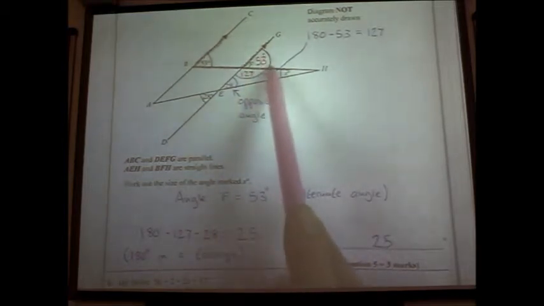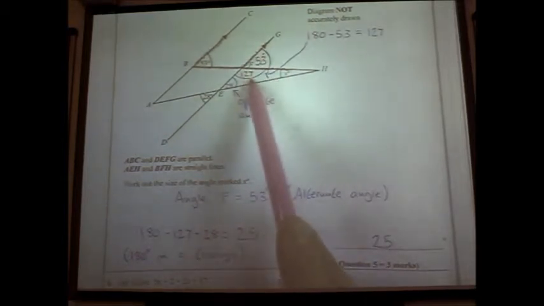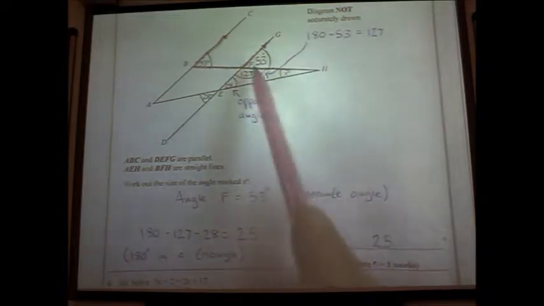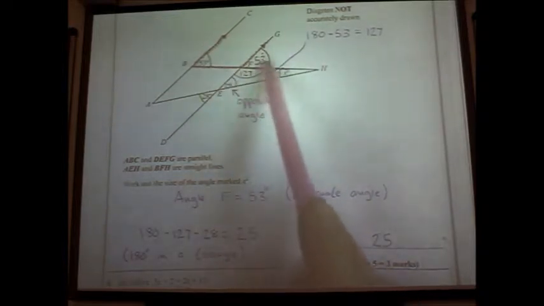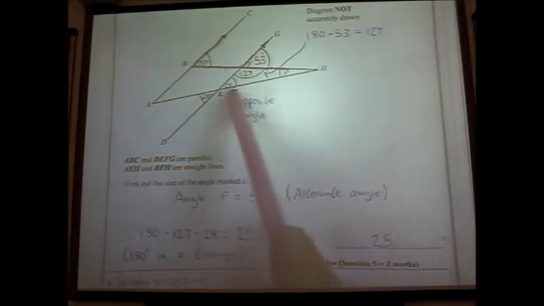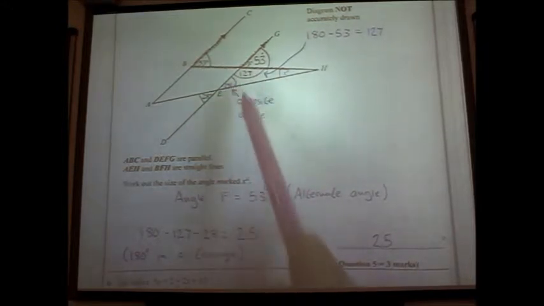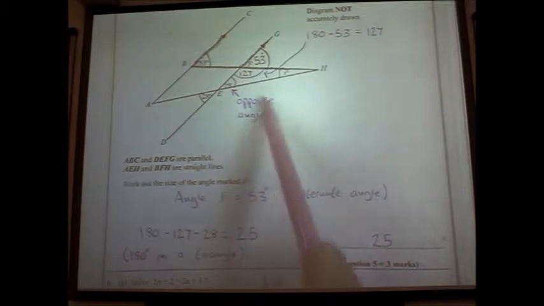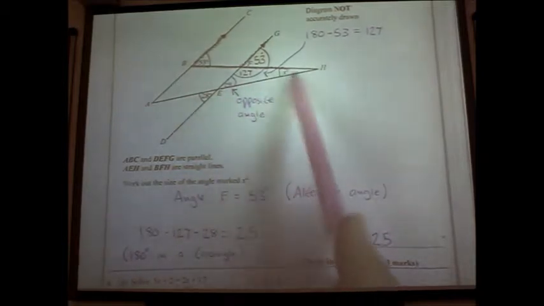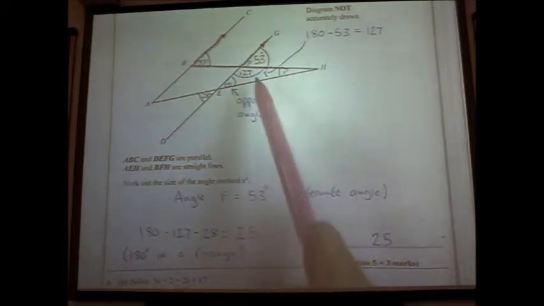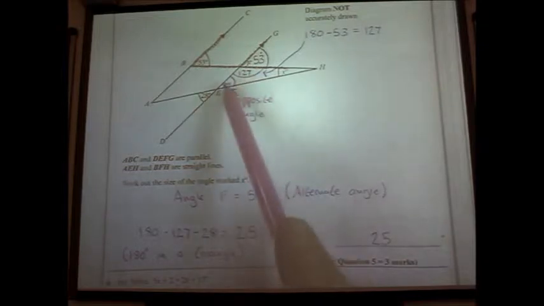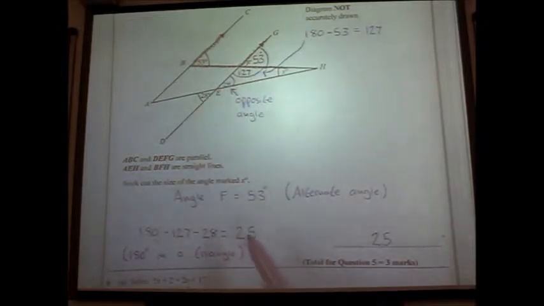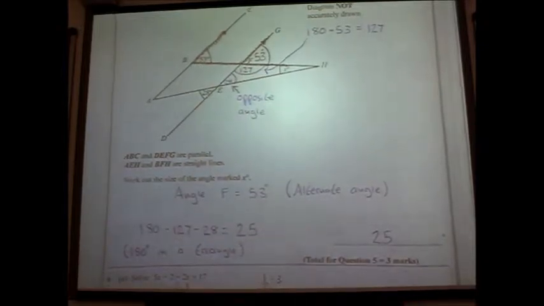If that's 53, this angle here must be 127 because 180, that's how many degrees are along a straight line there. Take away 53 is 127. This angle here is 28 because it's an opposite angle. Look how I've labelled it, opposite angle. So this angle here must be 180, take away 127, take away 28, which equals 25 because there's 180 degrees in a triangle.